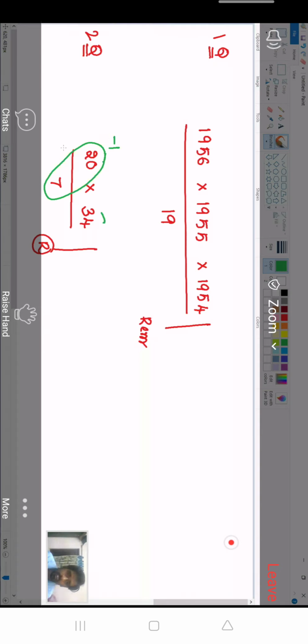What is 34 by 7? I can say 34 by 7, 7 5s are 35. 34 means it is going to be 1 less than the actual dividend of 35. So we can say remainder is -1 and -1. -1 into -1, it is going to be +1. So the remainder of the entire expression is going to be +1.